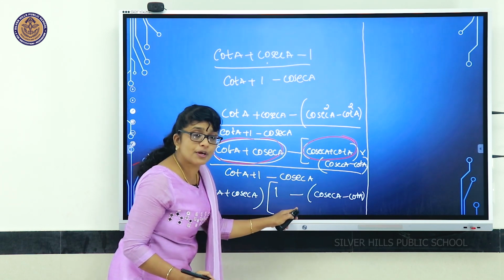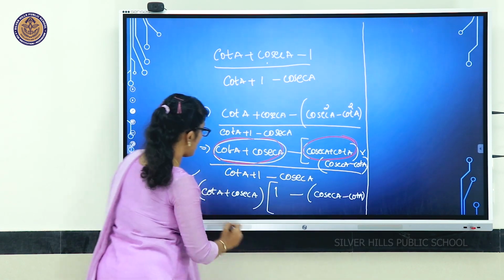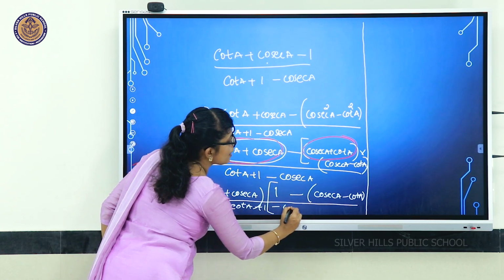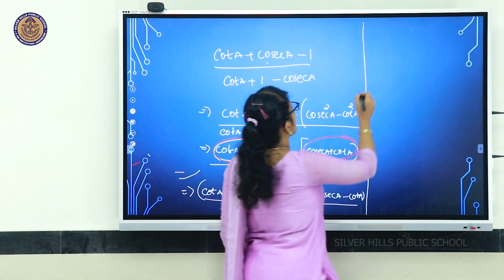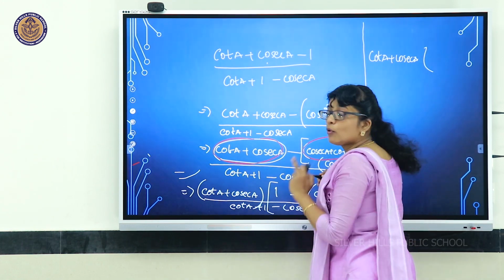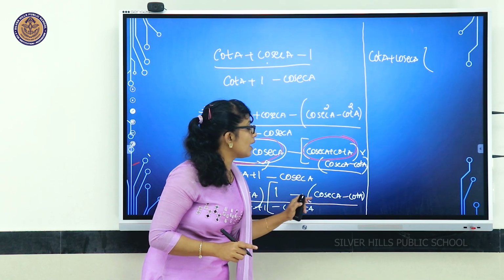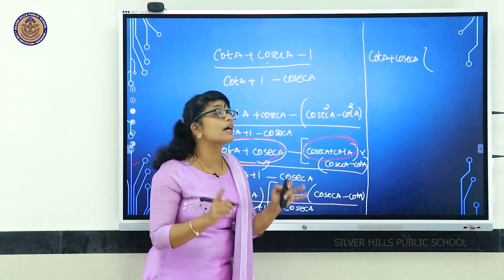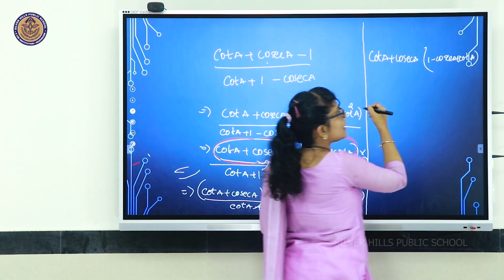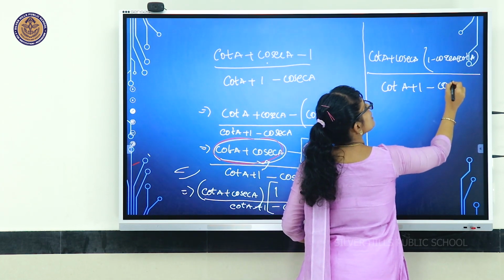Here very important, after minus you should put bracket. 1 minus (cosec A minus cot A), divided by the denominator, which we are not touching, cot A plus 1 minus cosec A. Then cot A plus cosec A into, we can remove the bracket: 1 minus cosec A, minus into minus plus cot A. 1 minus cosec A plus cot A, by cot A plus 1 minus cosec A.